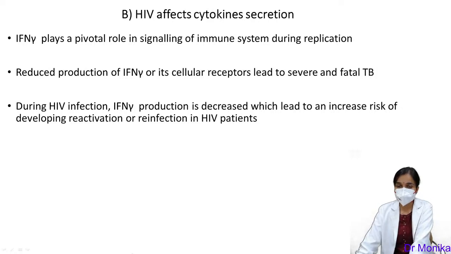Coming to how HIV affects cytokine secretion. As we know, interferon gamma plays a pivotal role in signaling of the immune system during replication. It has been seen that there is reduced production of this interferon gamma and its cellular receptor, leading to severe and fatal TB infection. During HIV infection, this interferon gamma production is decreased, which leads to an increased risk of developing reactivation as well as reinfection in HIV patients.